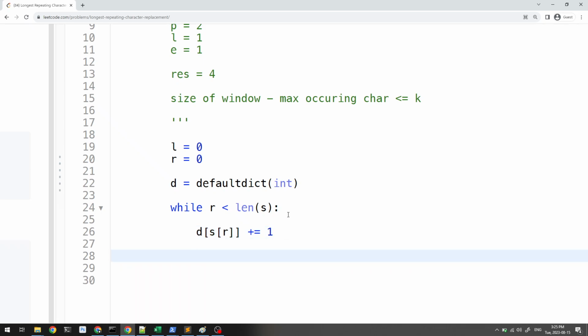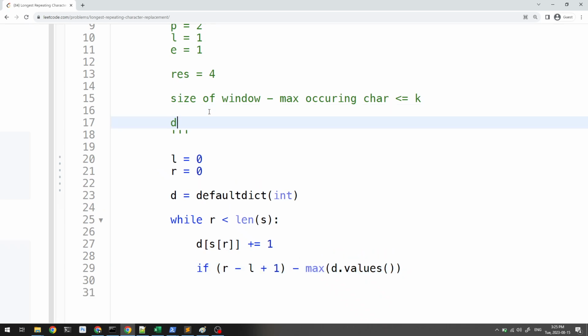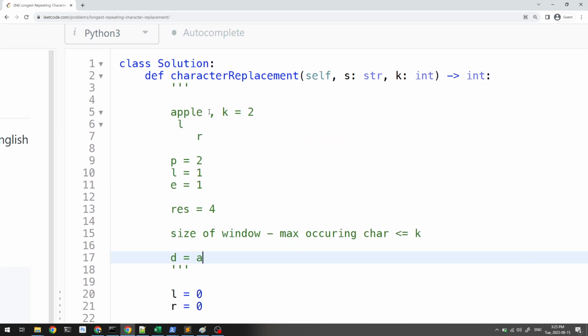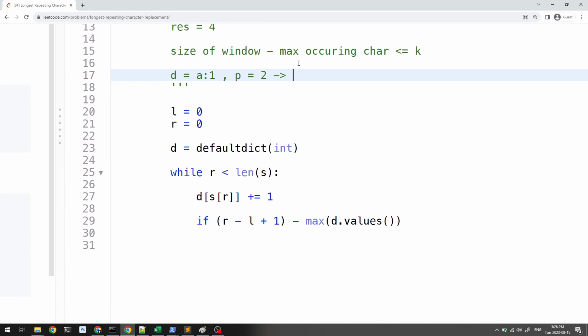And then we have our condition here to check, right? We can check that if the size of our window, which is r minus l plus 1, minus the maximum occurring character. So how can we get this? Well, it's kind of a trick in Python, but essentially if you do d dot values and you find the maximum, this will look in your dictionary. So our dictionary will be, for example, A will be 1, P will be 2, right? And so d dot values is just 1 and 2, and then it'll get the maximum, which is just 2. And so that's how we arrive at our answer.